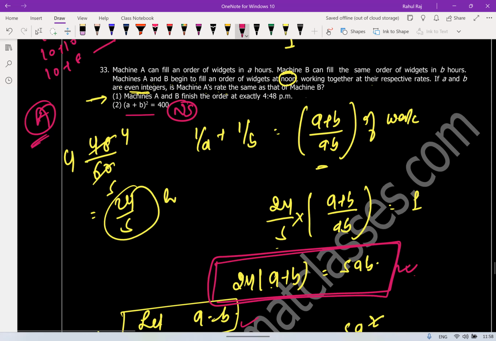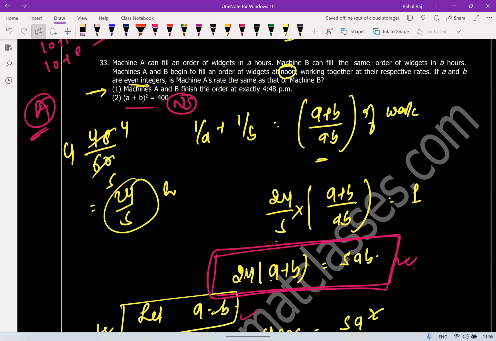So it is a namesake words problem, but technically it's completely inequality. From the words problem, you just need to come till here. This equation is given to you, and they're asking you, given that A and B are even integers, is A equal to B.